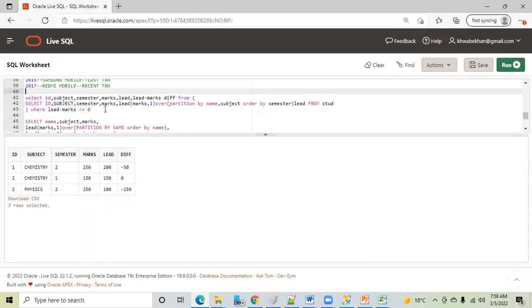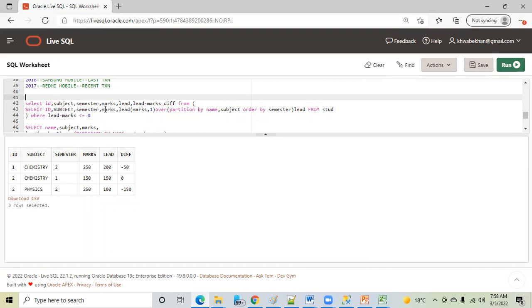Is this clear to you? I'm not sure if you're understanding or not, but you can try again. If you have any doubt, you can correct it. Start from the student table where ID not in. We don't want these IDs because the difference is minus or zero. They don't want these IDs because for them, it was decreasing, right? ID not in.